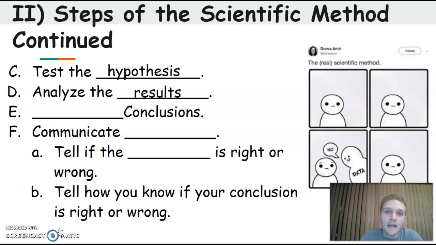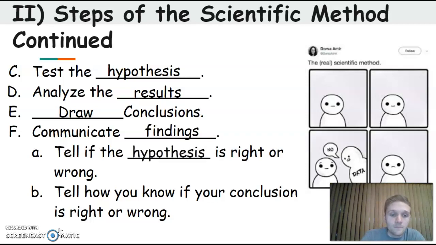And then we're going to analyze our results. Those are going to be the numbers that we recorded during our experiment or other kinds of data. Finally, we're going to draw conclusions. Was our hypothesis right or wrong? And then after that, we're going to communicate our findings. We're going to tell if the hypothesis is right or wrong. Same thing, we're going to tell if we know our conclusion is right or wrong too. Remember, science is only good if we can share it with other people, so communicating your findings is a really important part of the scientific method.